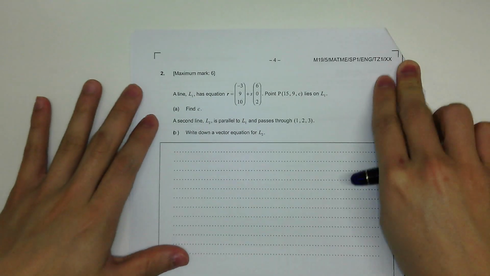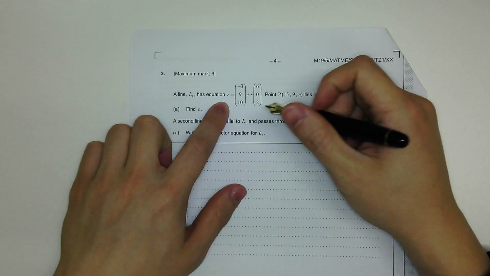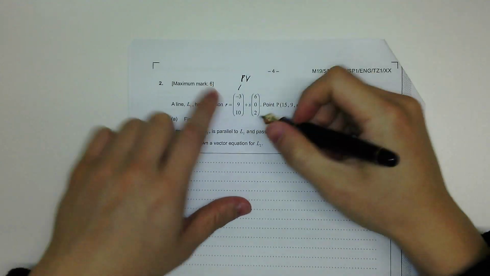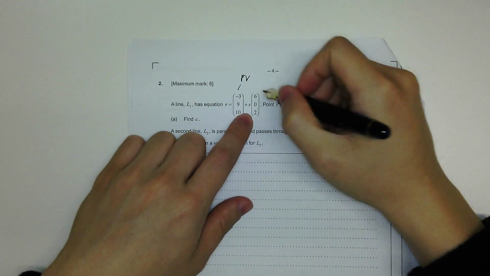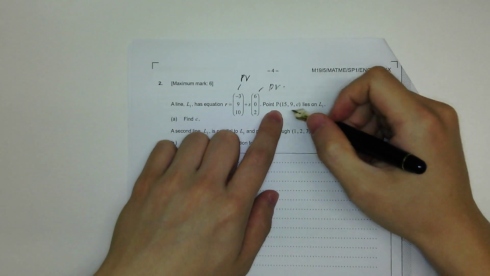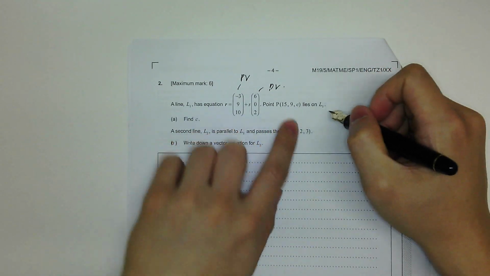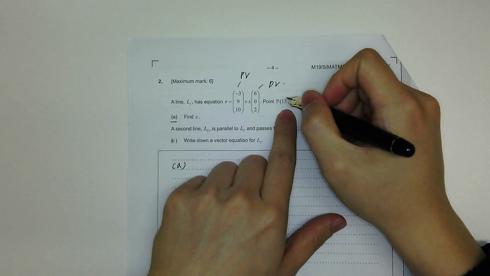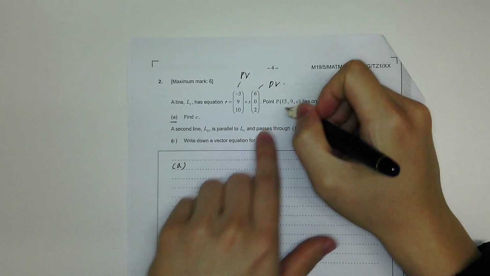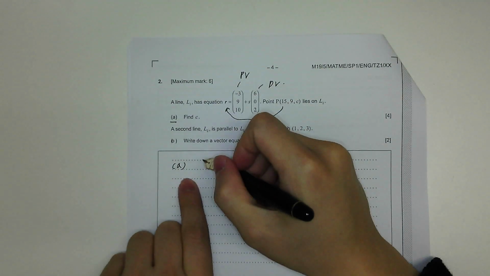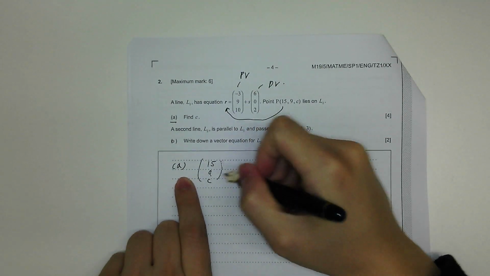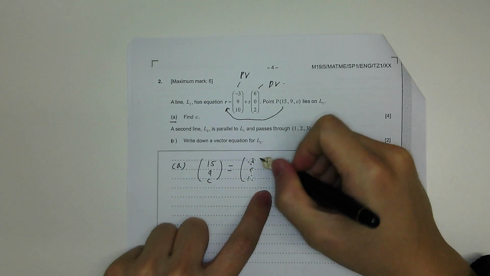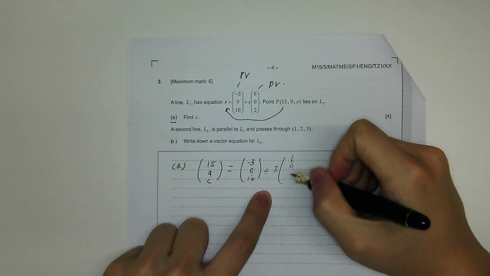Question 2 is a vector question. A line L1 has the equation r equals (-3, 9, 10), that's the position vector, plus s times (6, 0, 2), that's the direction vector. Point P (15, 9, z) lies on L1. So part A, find z. If point P is lying on L1, we can sub it back to r, right? So (15, 9, z) equals (-3, 9, 10) plus s(6, 0, 2).